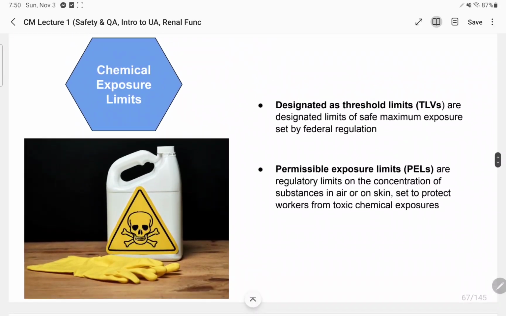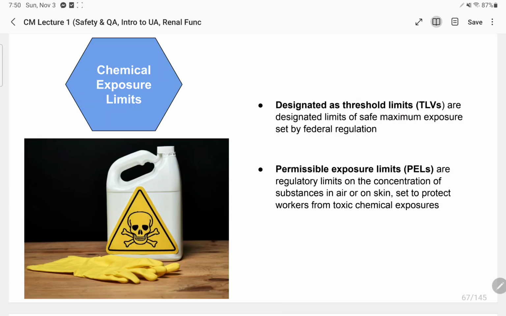Okay, chemical exposure limits. Okay, so naa may certain chemicals nga dapat limitado ra gyud ang atong exposure nila. Okay? So your TLVs or your threshold limits. Okay? So these are designated limits of safe maximum exposure set by the federal regulation.